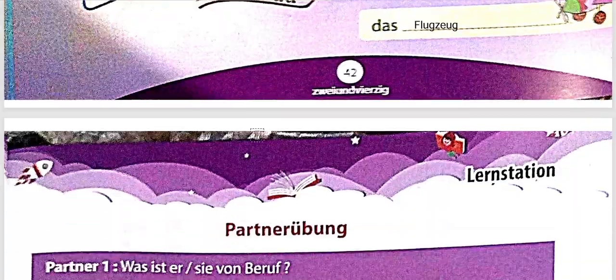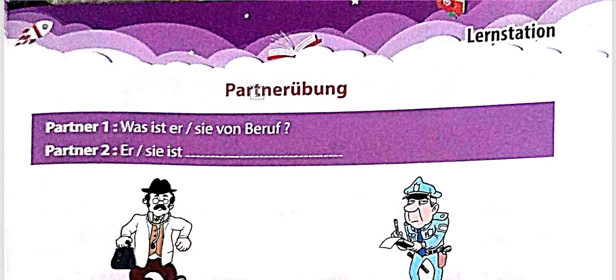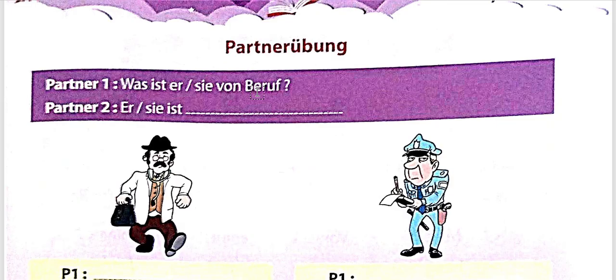Okay. Moving to page number 43. Again, it's a partner Übung. That means there are certain pictures of people. One partner has to ask what is the profession of the person. You have to make out whether it's a male or female. If it's a male, we'll ask was ist er von Beruf. If it's a female, we'll ask was ist sie von Beruf. Simple difference. If the answer is for female, you will write sie ist dash dash dash. And if it's a male, you will write er ist dash dash dash.